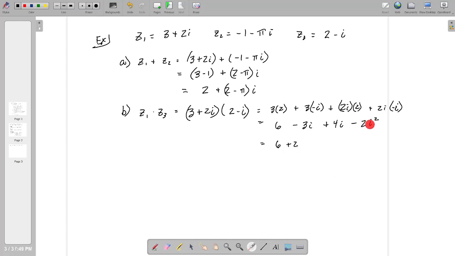If I move the 2i squared over, the i squared becomes negative 1, and it'll cancel this negative, make it a positive. So we'll end up with plus 2 when we resolve this entire thing. So we have 6 plus 2 plus 4 minus 3i.